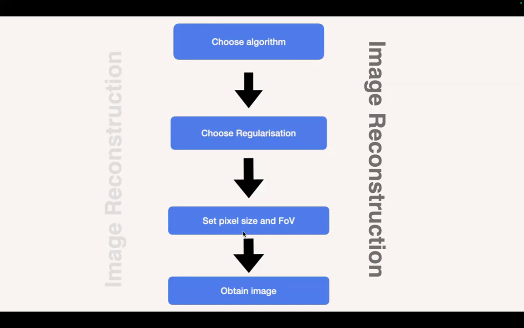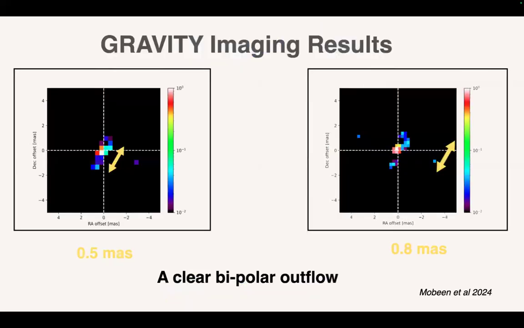But of course, there are also practical considerations. For example, I'll talk about the size scale. What we have is something very compact and not very spread out. So using the whole field of view won't really do you much good if you want to figure out the morphology of the image. And then finally, of course, you produce an image. What I'm showing you here are imaging results using the GRAVITY instrument.